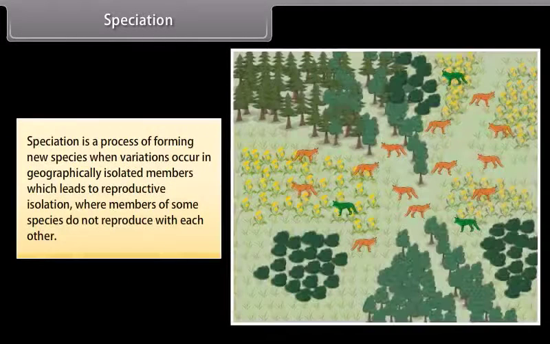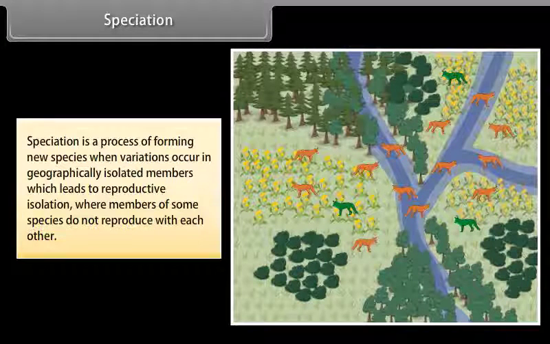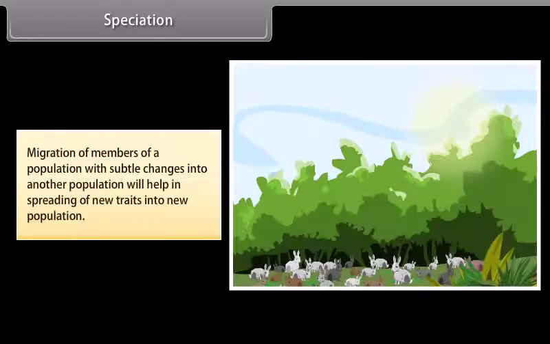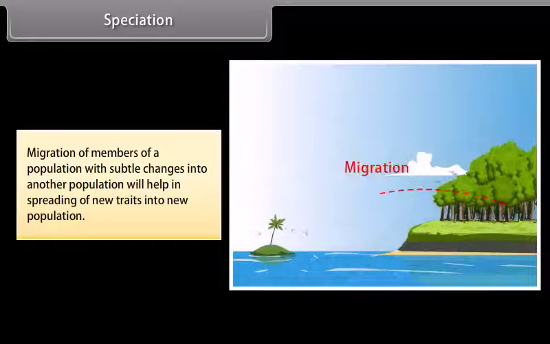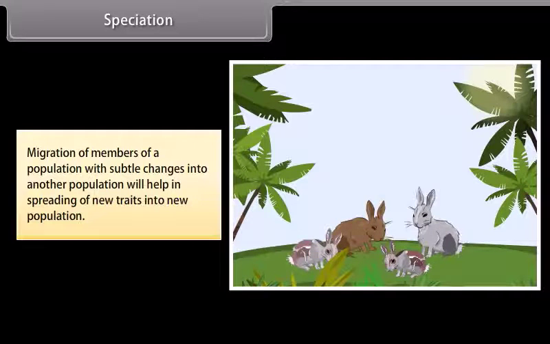Speciation. Speciation is a process of forming new species when variations occur in geographically isolated members, which leads to reproductive isolation where members of some species do not reproduce with each other. Migration of members of a population with subtle changes into another population will help in spreading of new traits into the new population.